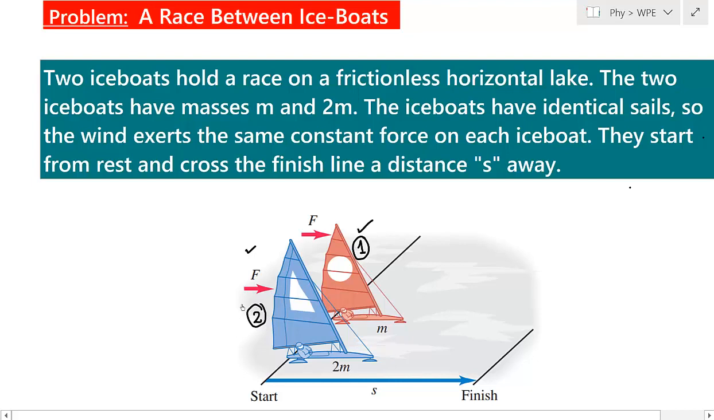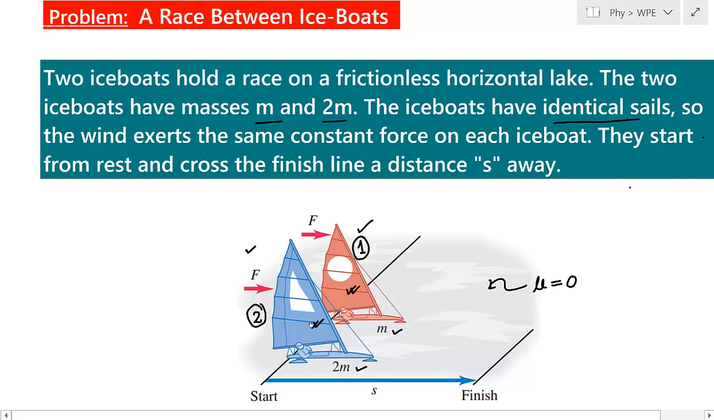The ice boats are skating on a frictionless horizontal lake. So this lake is frictionless, that is mu equals 0, and it is also given that it is horizontal. The two ice boats have mass m and 2m. So ice boat 1 has a mass of m and ice boat 2 has a mass of 2m. The ice boats have identical sails. So this sail and this sail are identical.